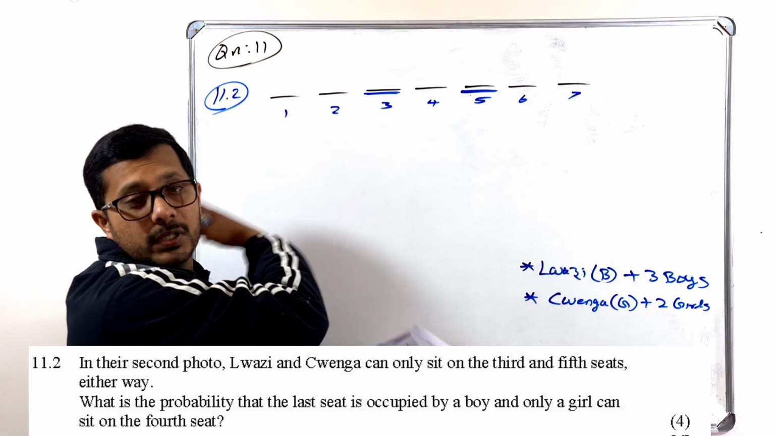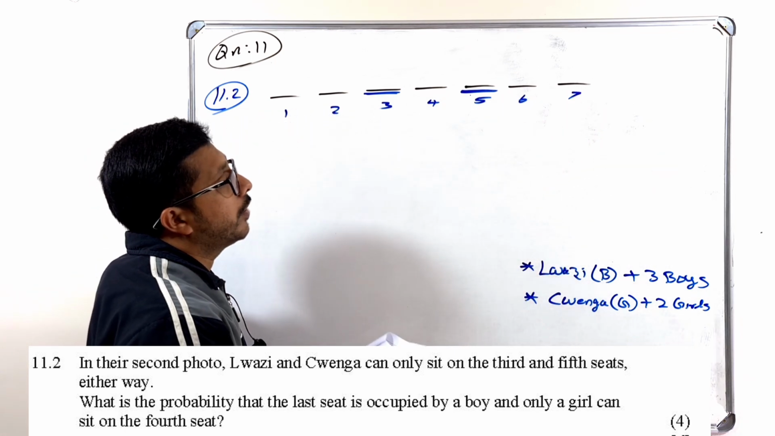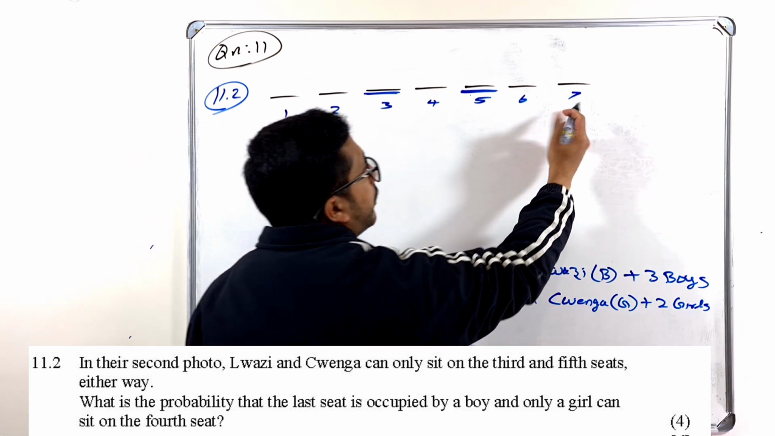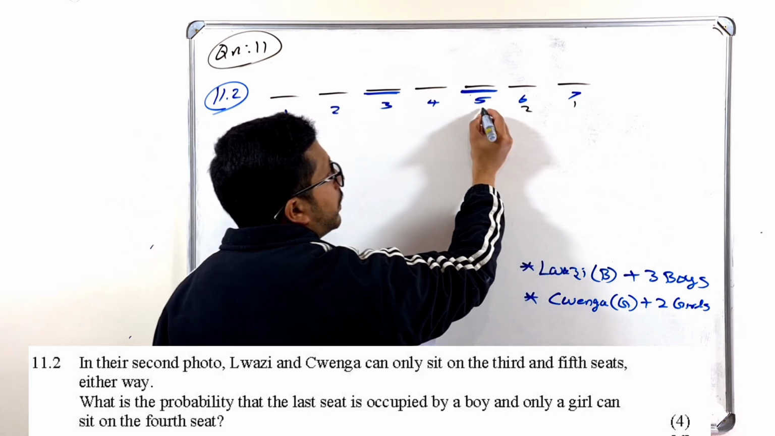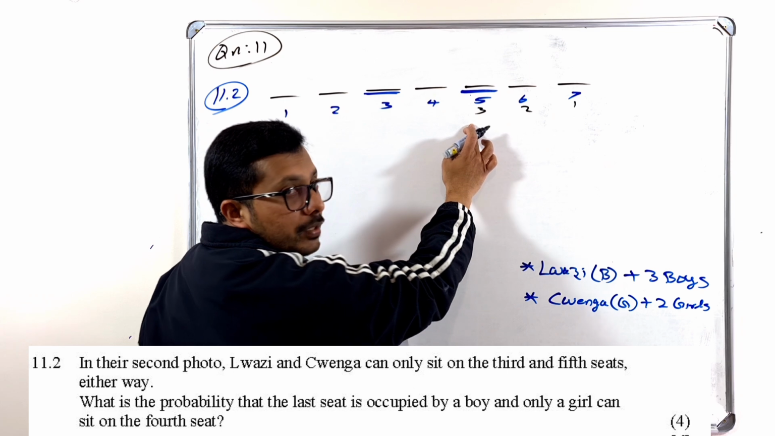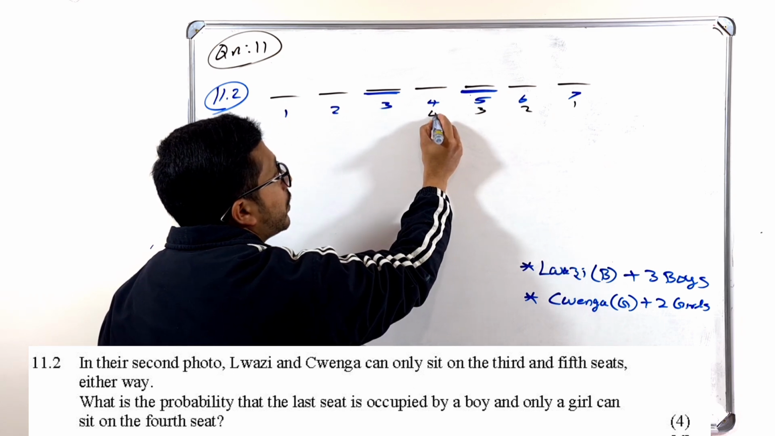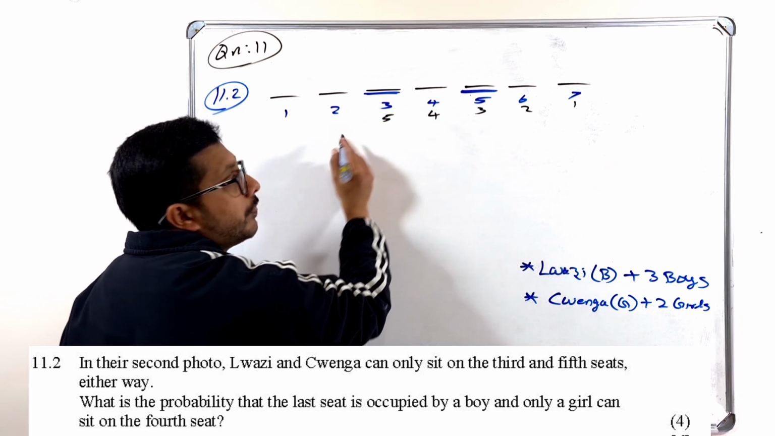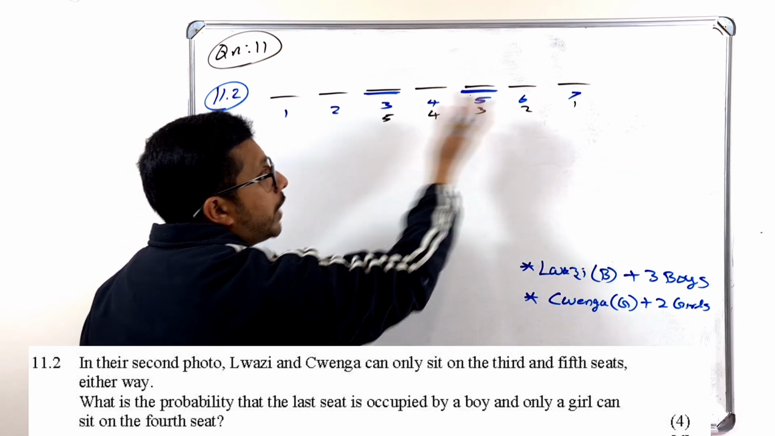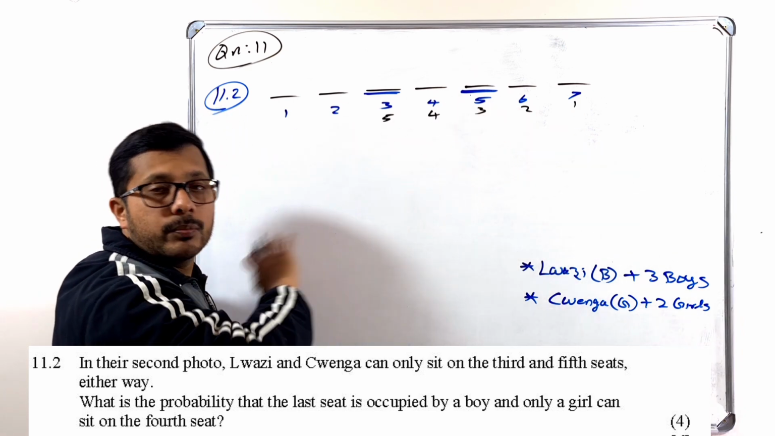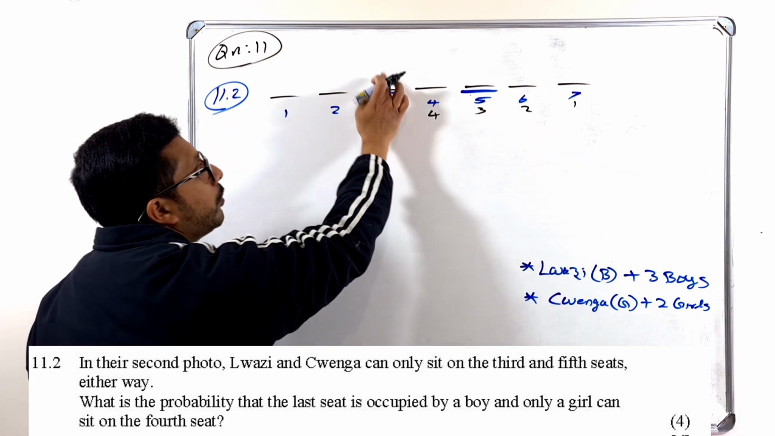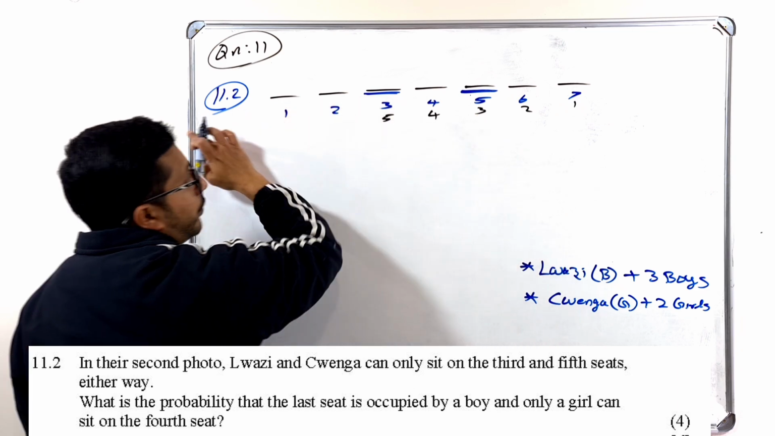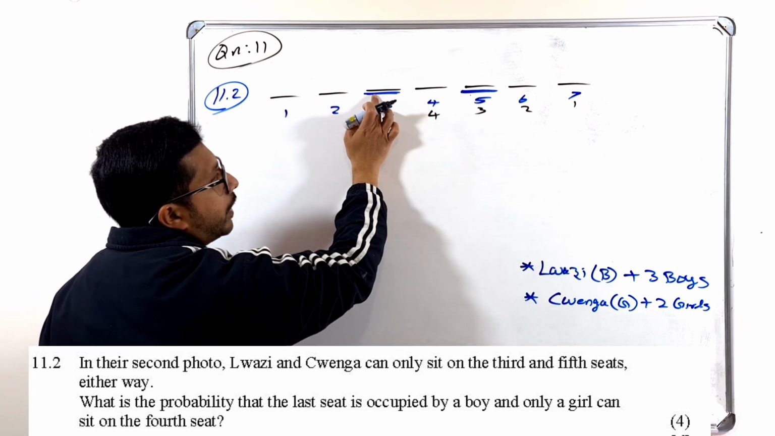Now from this side, can you see that it is the same thing? First seat, second seat, third seat. This one is the third seat. Then this fourth seat, then this one is the fifth seat. That means from that side and this side, if you consider both sides, anyway they are going to sit on this side, because from this side this one is the third and fifth.